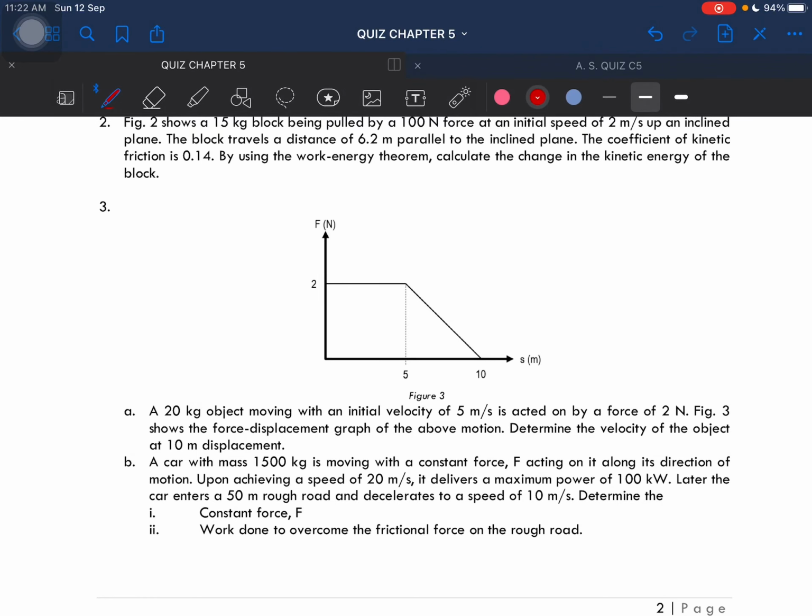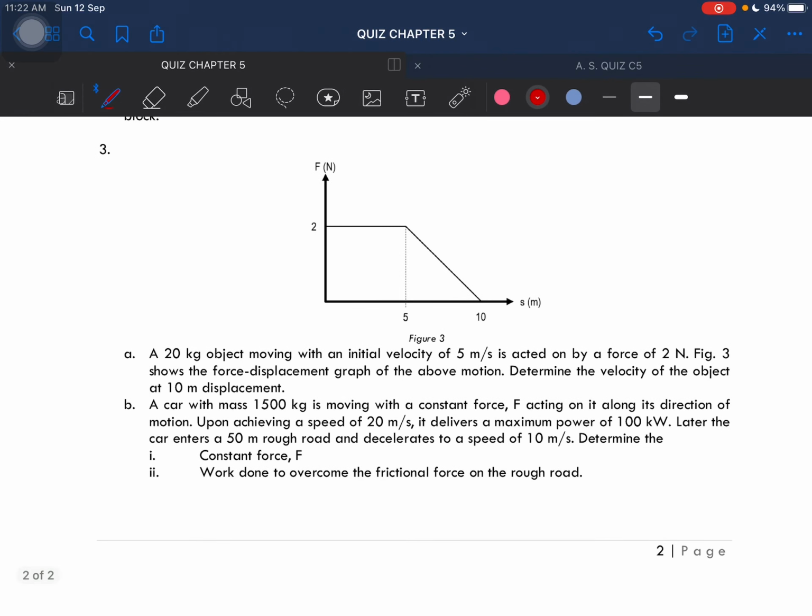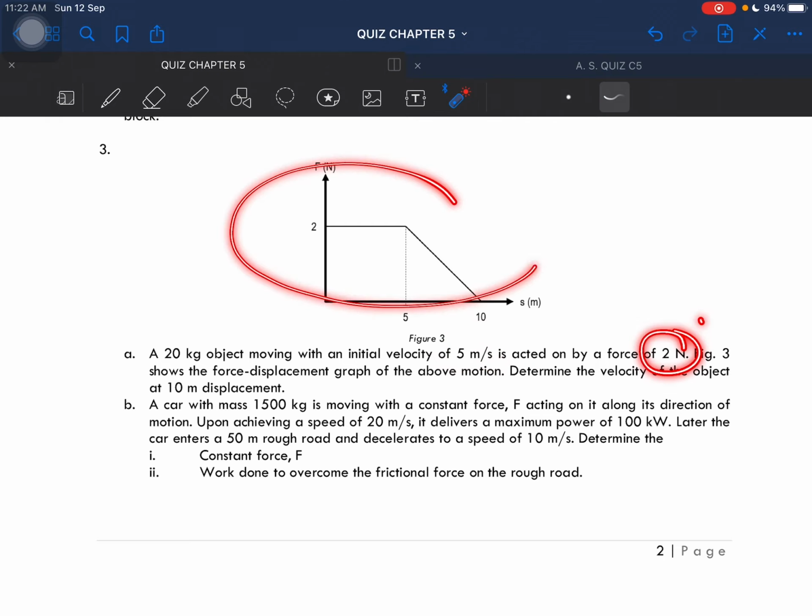Alright, final question of the quiz. Question 3. A 20 kilogram object is moving with an initial velocity of 5 meter per second, acted on by a force of 2 Newton. So this graph here is showing us the motion. So we have to determine the velocity of the object at 10 meter displacement.